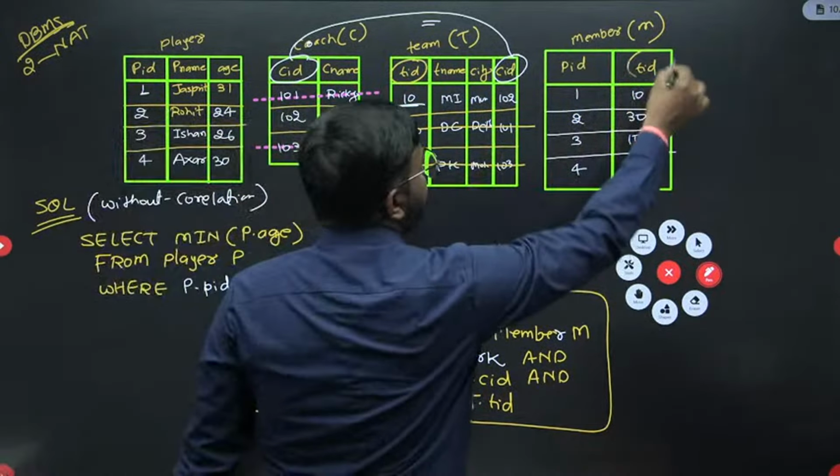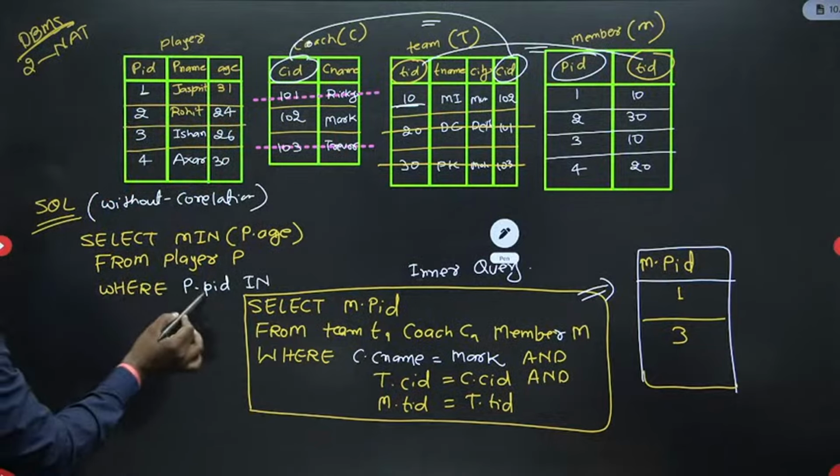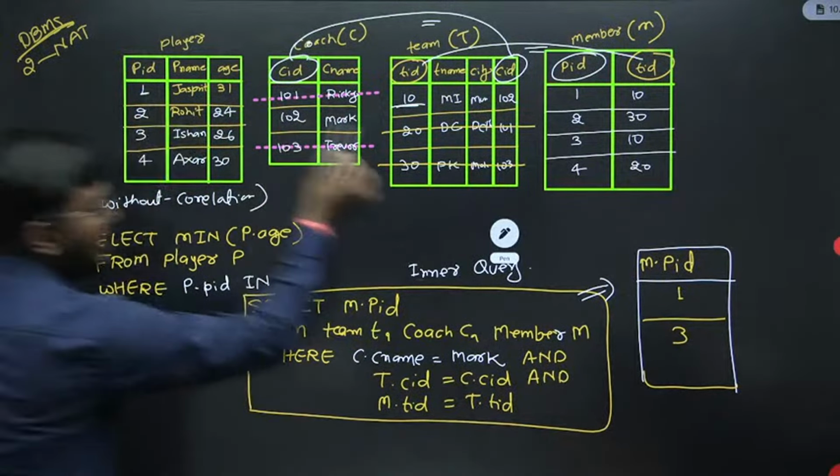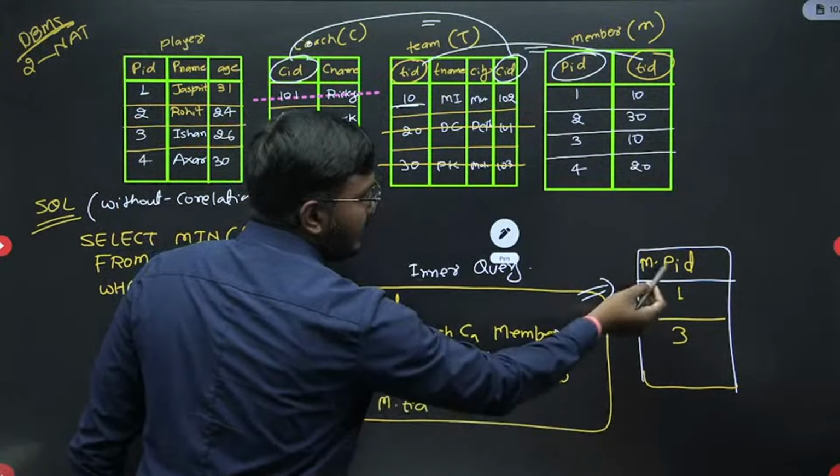1 and 3 means we got the inner table result here. Inner table result is nothing but 1 and 3. Getting my point? Now the next step: in the outer relation, take each record from the player table P, and see if that player ID is in the list. If this player ID is a member of this inner query result, then simply select that record.